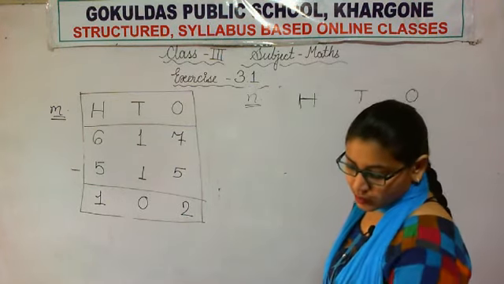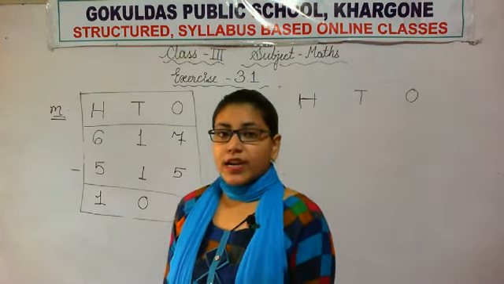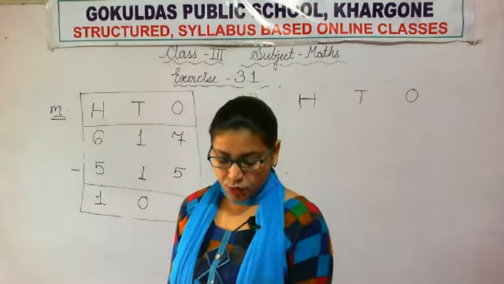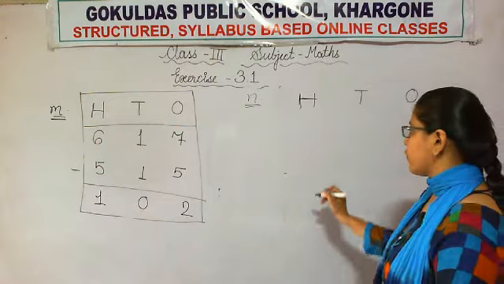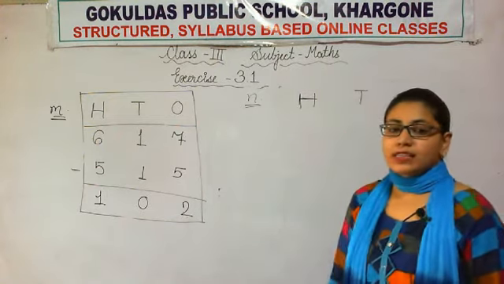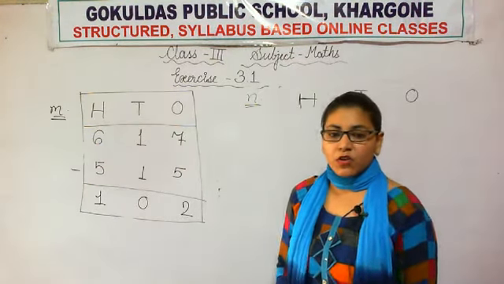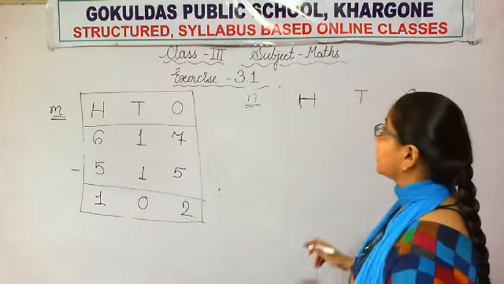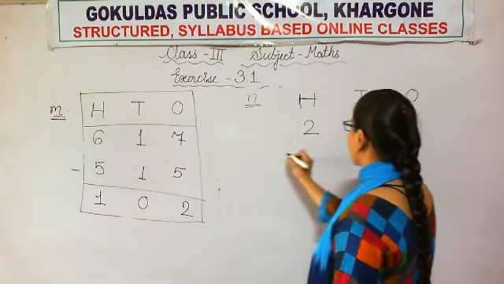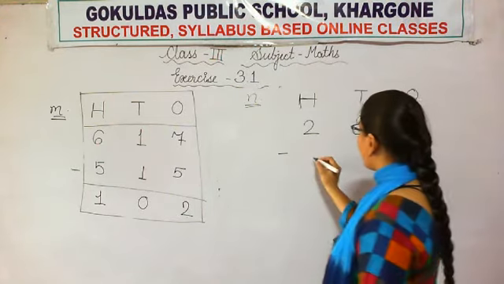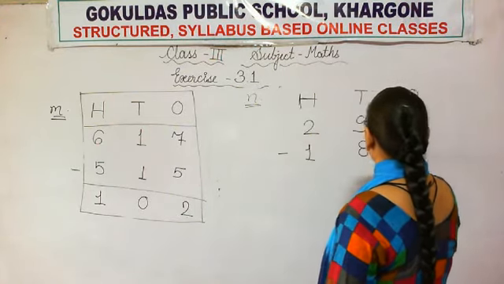Now minuend is 298 and subtrahend is 184. So 298 minus 184. Right? Ones below ones, tens below tens and hundreds below hundreds. 298 minus 184.